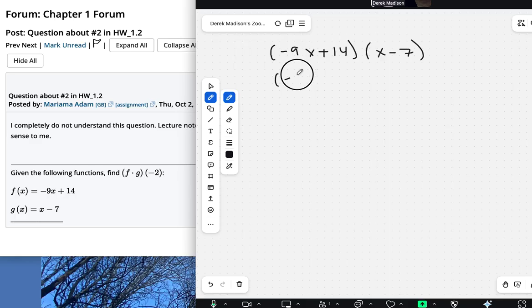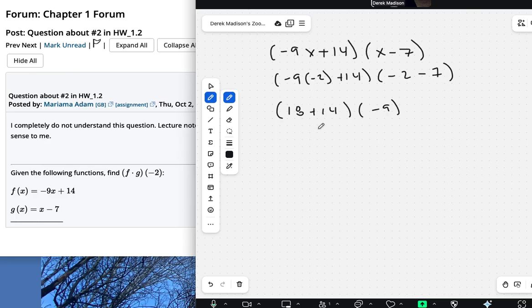So plugging that in, we'll get -9 times -2 plus 14, and then -2 minus 7. From there, we just need to clean up each of these and simplify, and then multiply those two results together. So this would go 18 plus 14, minus 2 minus 7 would be minus 9, 18 and 14 would be 32, times -9, and I think if you multiply those together, I think that comes out to -288.